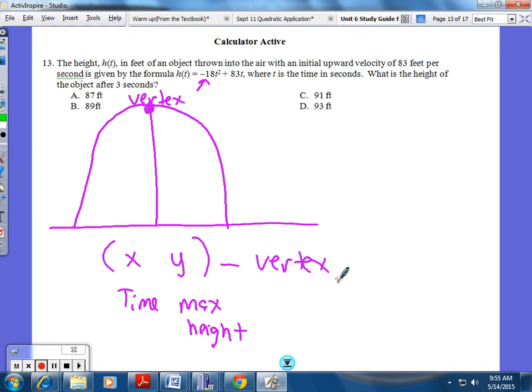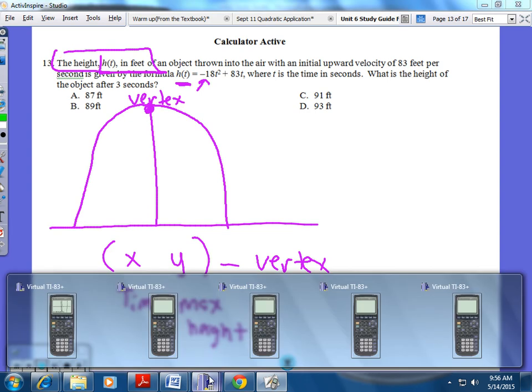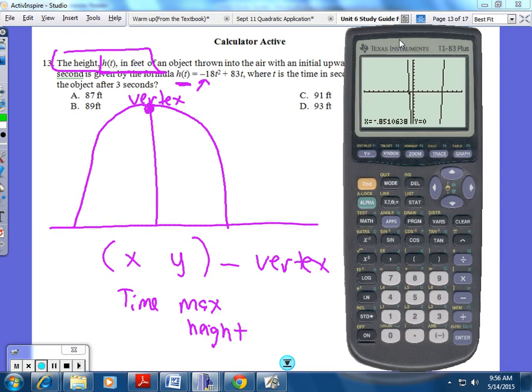But they didn't ask us for the maximum height. They just asked us what's the height of the object after 3 seconds. So without a calculator, this right here stands for height. They tell you h parentheses t means the height in feet. That's what that says right there. So if I want to know the height, I just plug in the time and solve. So without a calculator, you can plug in 3 in place for t and get the answer. With a calculator, it's much easier, but you can still do it.